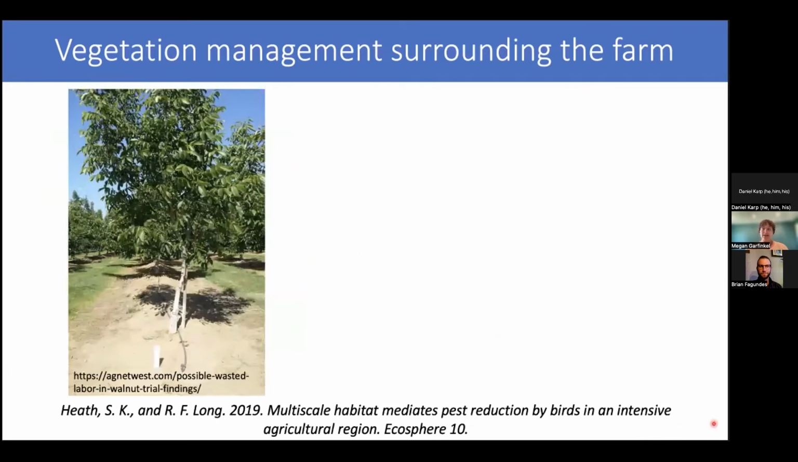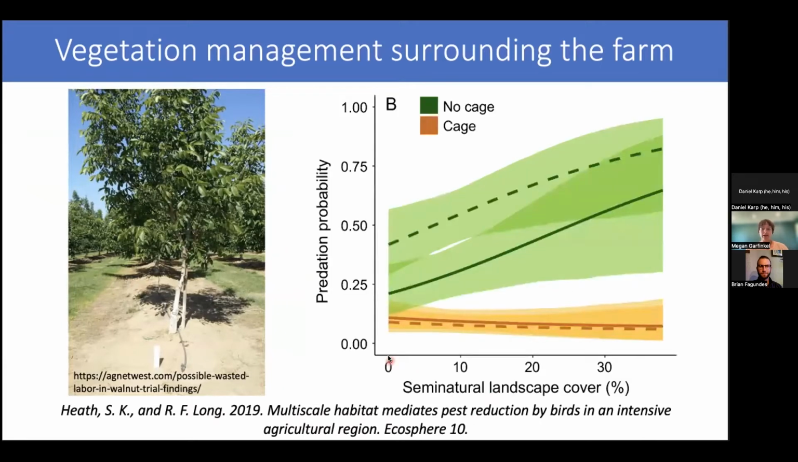So another study that studied the effects of natural habitat on pest control took place in walnut orchards in California. What we're looking at here in this graph is increasing natural habitat in the surrounding landscape. Let's just look at these green bars for now. They also did a caged exclosure experiment. But focusing just on these green bars, we see that as the amount of natural landscape in the surrounding area around the farm increased, we saw an increased probability that birds were eating pests.